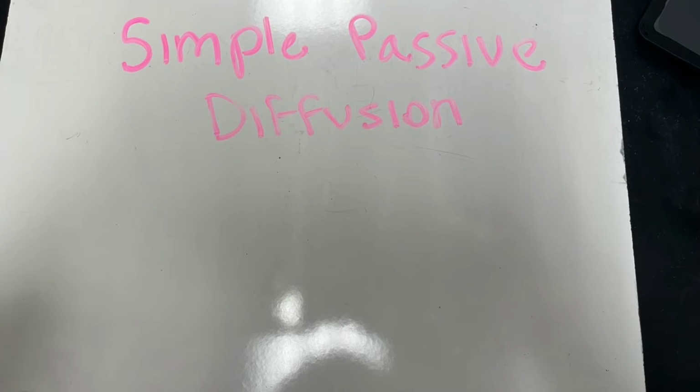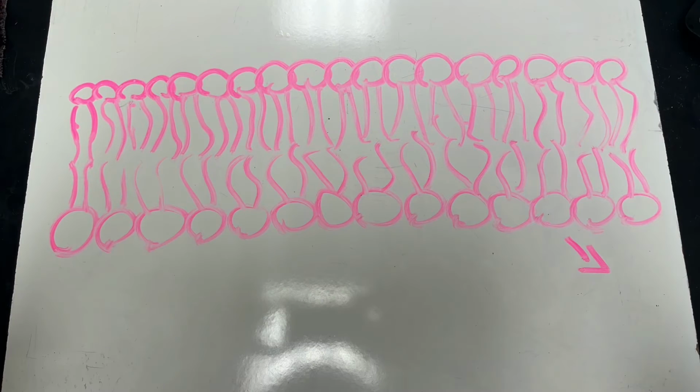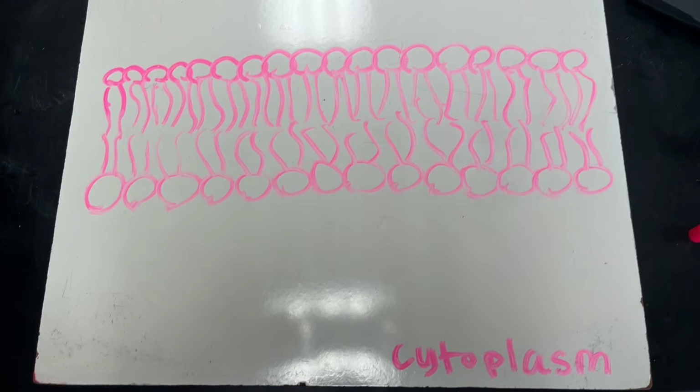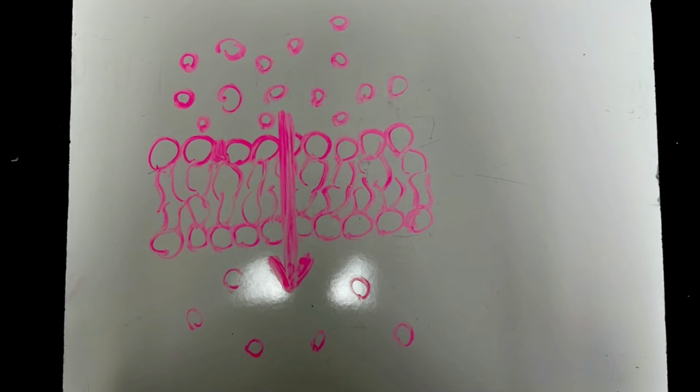First, we have simple passive diffusion. First of all, diffusion is the movement of molecules from areas of high concentration to low concentration until they are spread out and at an equilibrium. The solute moves with the concentration gradient. Here's a cell's membrane, the cytoplasm, which is inside the cell, and the extracellular space, which is outside the cell. This is unregulated and requires no energy.